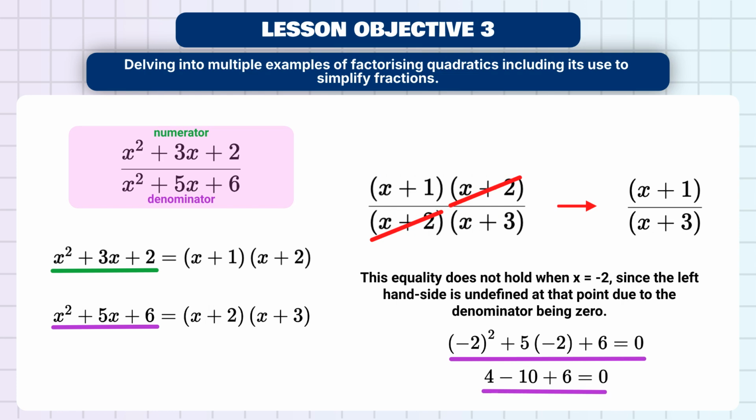Accordingly, if this simplification is used in solving an equation, you have to take care not to generate false solutions. For example, if you get x equals minus 2 as a solution to an equation involving the simplification in this example, you'd have to reject that solution since you get undefined expressions in your original equation.